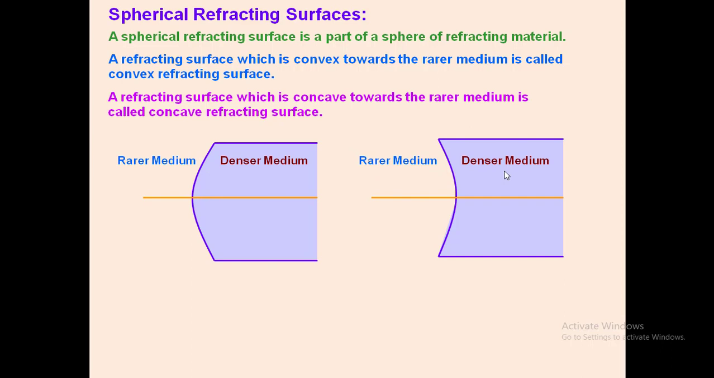That is the principal axis. And if you consider the points, one is the optic center and the other is the center of curvature for both the surfaces. So if you consider AB as the principal axis, P will act as the pole or optic center and C will act as the center of curvature. Now the distance between the pole and C, that is the center of curvature, is called the radius of curvature.